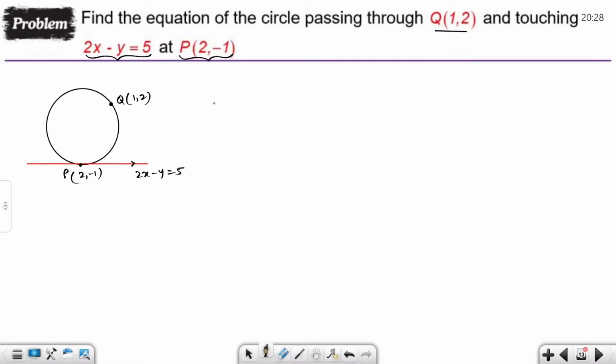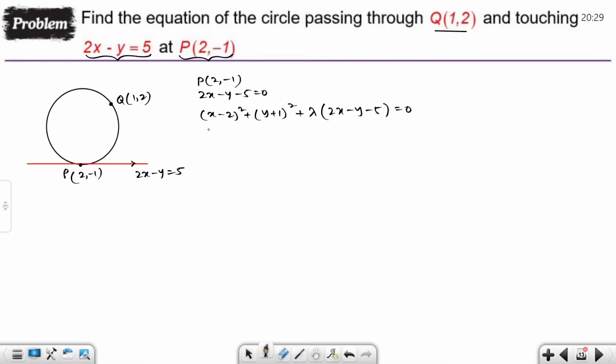So in this case, any circle which is passing through the point (2, -1) and for which 2x minus y minus 5 equals 0 is a tangent is given by: I have considered the point circle plus lambda times.